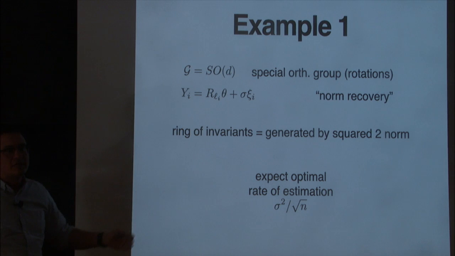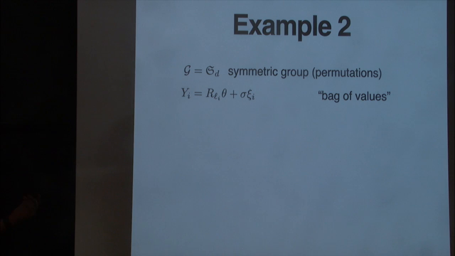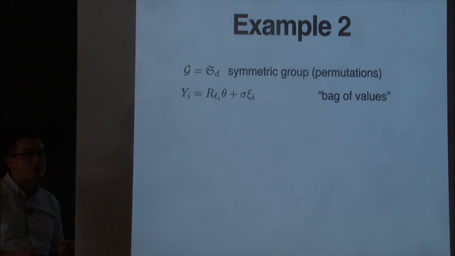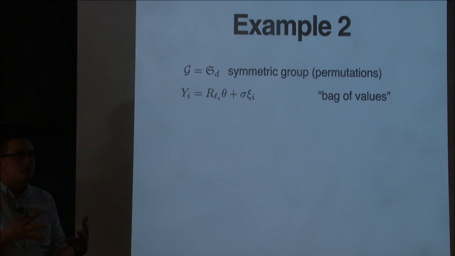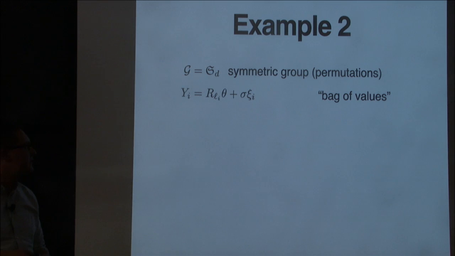Now, if I look at the symmetric group, this should be example one as usual. What does it mean to recover theta up to group action? It means that I want to get theta up to permutation of its indices. So what I want is the bag of values of my vector theta. I don't care which one was first, which one was second. I want just a histogram of the values of theta, essentially. It's not as obvious that you would want to do this, right? It's not a completely trivial question.